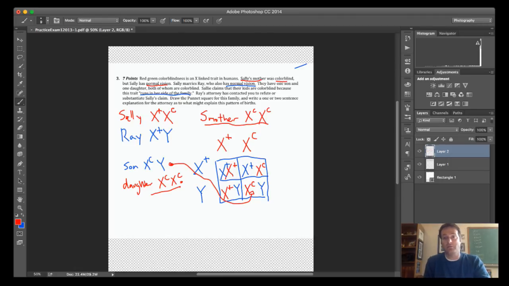Now, there's a variety of biological explanations for this. One would be that this individual is actually Ray's daughter, but carries a new mutation that caused her to be colorblind. Now, the probability of that actually being the case is roughly equivalent to the probability of Ray winning the lottery. Truly not likely. So, the most plausible explanation, especially when we deal with things in human genetics here, is that this particular daughter is a result of an extramarital affair.